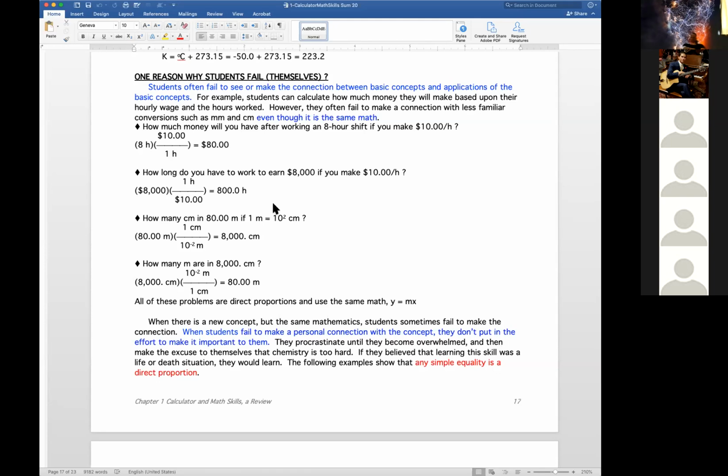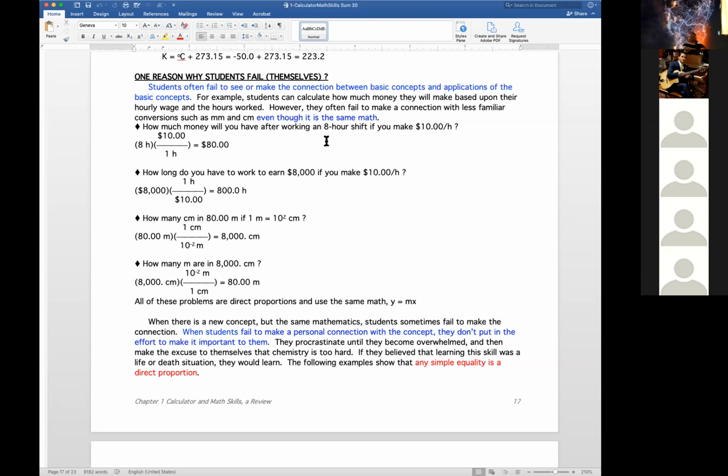And I think that's not taught anymore. That whole concept of making things real is gone. Now it's just memorize stuff and get through the exam. So students don't make the connection between basic concepts and applications of them.